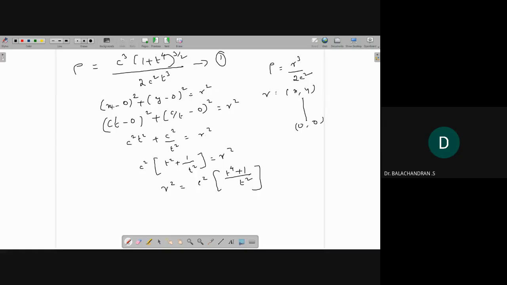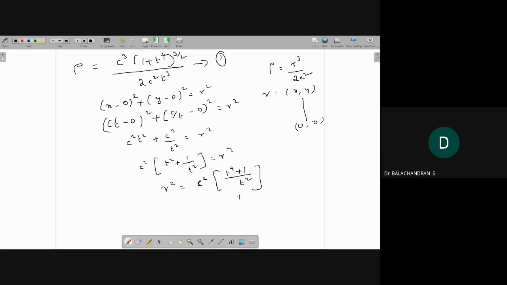So the general point on the hyperbola is ct and c by t. Instead of x, I am substituting ct, and instead of y, I am substituting c by t. It simplifies c square t square plus c square by t square equal to r square. So take c square commonly, t square plus 1 by t square equal to r square. So r square equal to, if you take t square LCM, c square into t power 4 plus 1 by t square. Actually, this is c square.